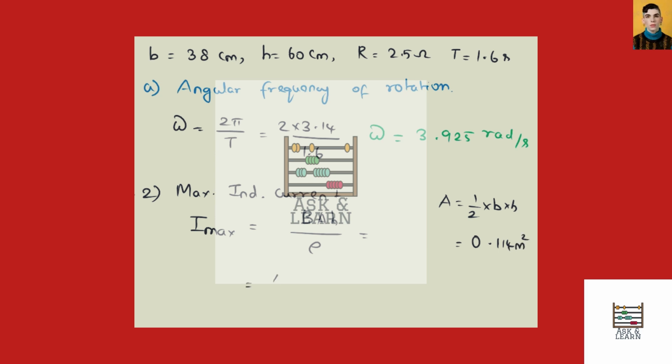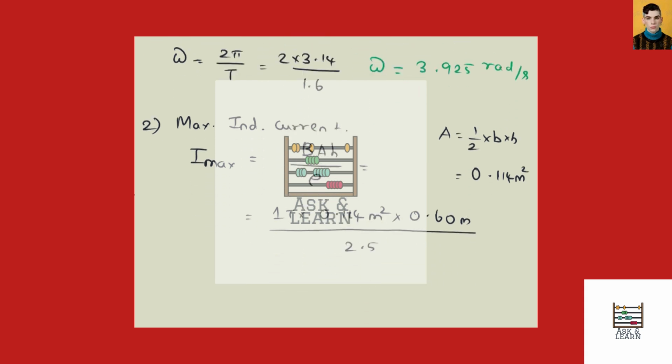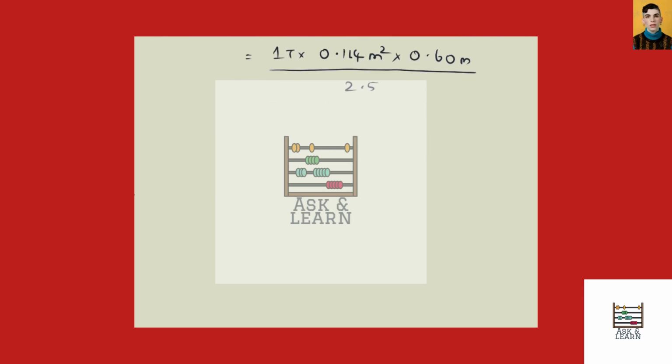While substituting this, we will be getting 1 Tesla into 0.114 meter square into 0.60 meter divided by 2.5. So on calculating this, we will be getting I max is equal to 0.0274 ampere. Next, we have to calculate the magnetic flux through the given loop.